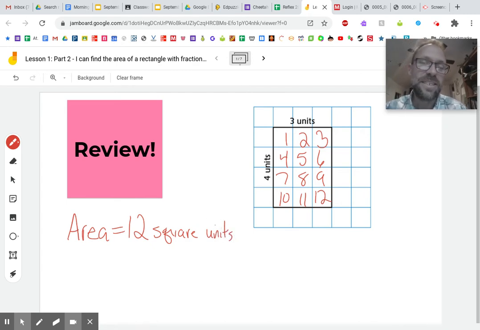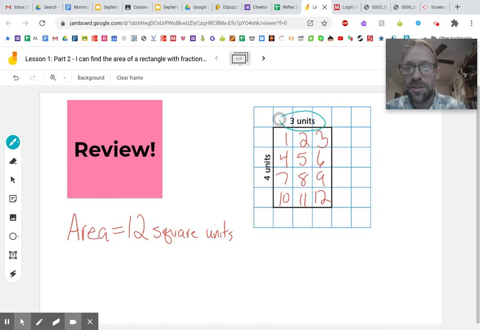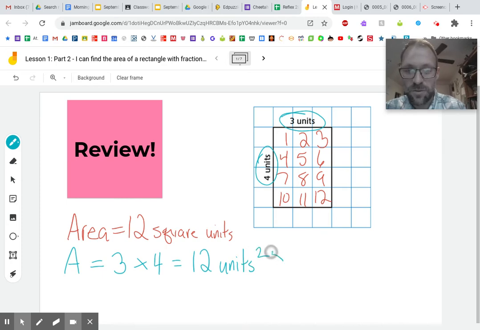Do you remember a second way to find the area of a rectangle? You might recall from yesterday that we also learned we can find the area by multiplying the length times the width. So the length is 3 units long. The width is 4 units long. And so if we multiply them together, 3 times 4, we will get 12 square units. Don't forget the squared part in your label. It's super important to let your readers know you mean an area of something.